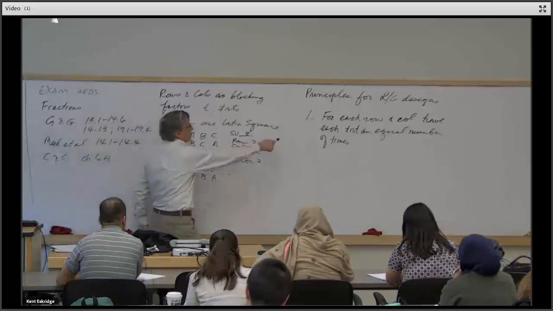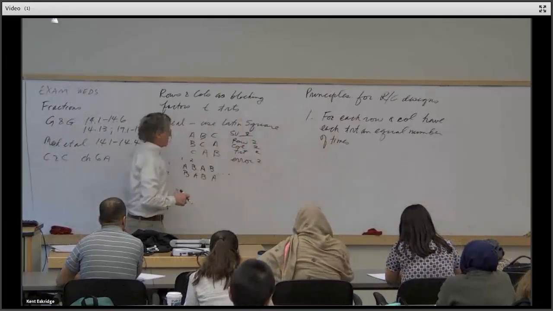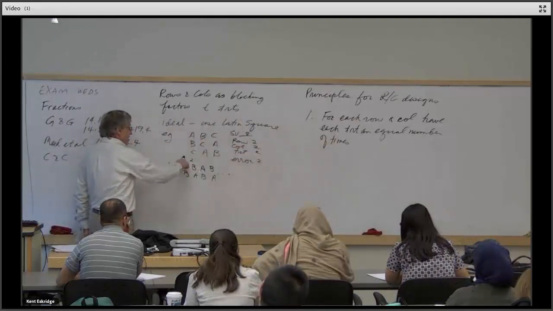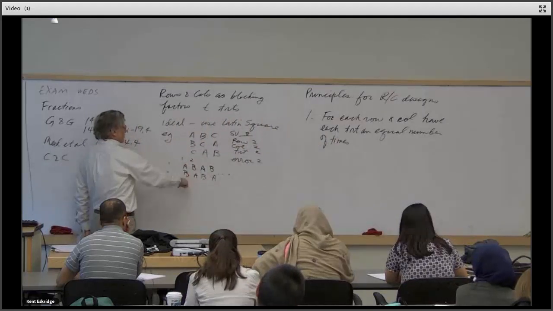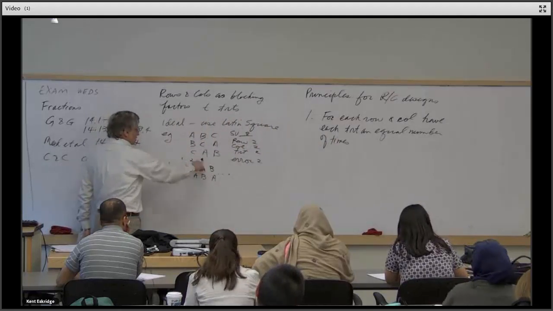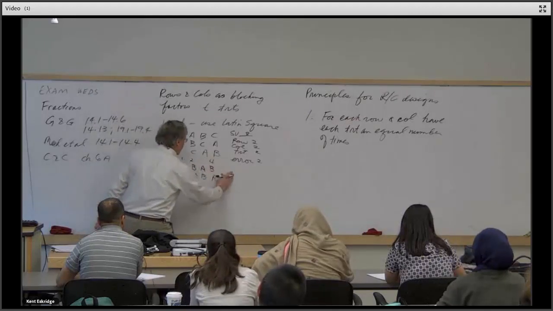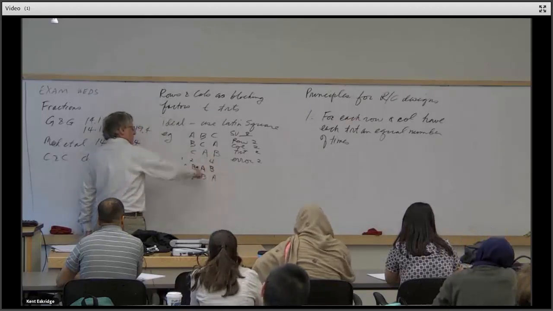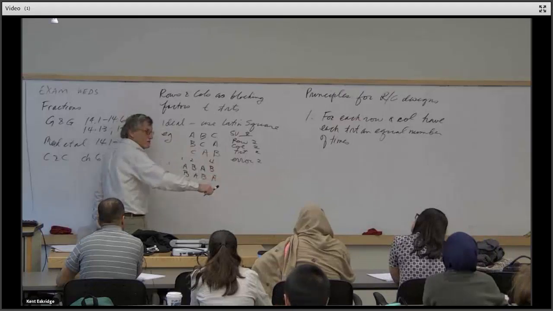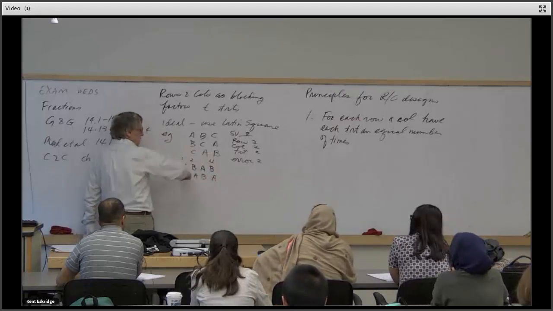Now, does that adhere to our first principle? Yeah, it does. I have an equal number of the treatments appearing equally often in each column, once. Okay. Not only that, in this case, I've got 4. Each treatment appears equally often in a row. In this case, twice. Okay. So they're equal in rows and columns.